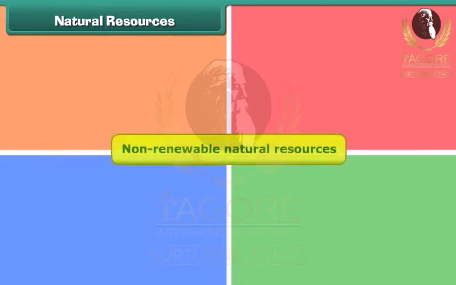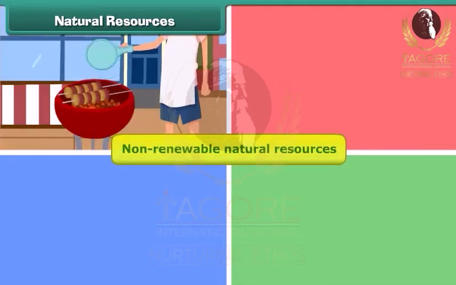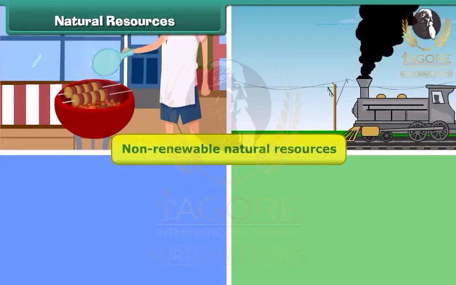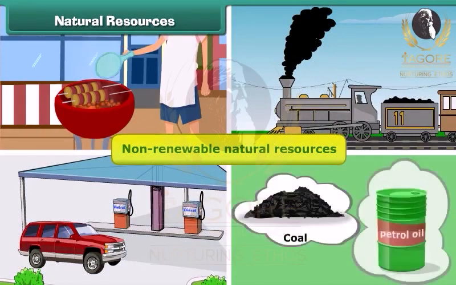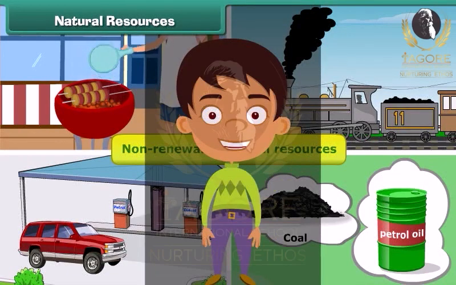Non-renewable natural resources are those resources that are limited in supply. They take years to form. They get exhausted by continuous human use. For example, coal, petroleum, etc. are non-renewable natural resources. Let us now look at some natural resources.